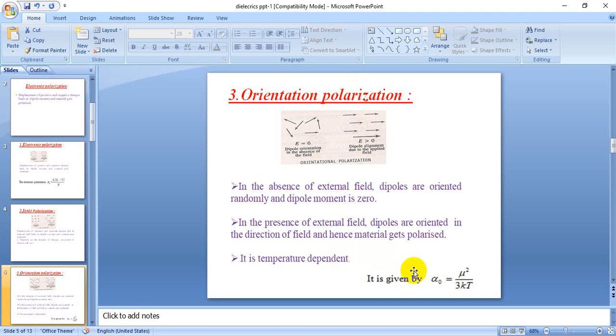The orientation polarization is also explained by a formula: alpha O is equal to mu square divided by 3 kT. Here mu is the dipole moment, k is the Boltzmann constant, and T is temperature. So orientation polarization is a temperature dependent quantity, compared to ionic and electronic polarization. Once more, it depends on the orientation of the dipoles.